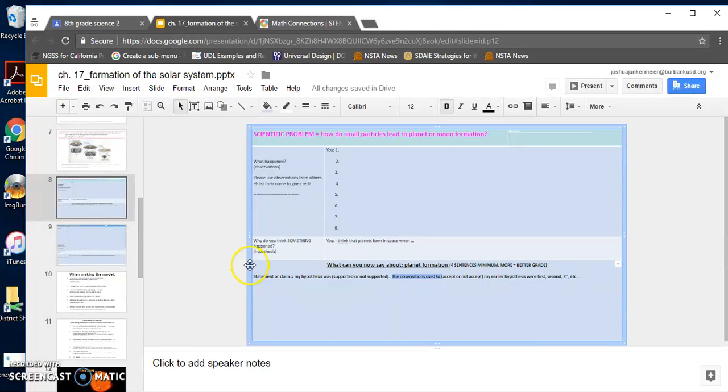Down here in this bottom box, to be clear, it's all about saying if your hypothesis is right or not, explaining why it is or not using the observations, and providing any additional information that better helps anyone understand this problem. It shows people what you know or what you've learned and what you're reporting on about how small particles lead to moon or planet formation. It's all down here. All right, good luck.